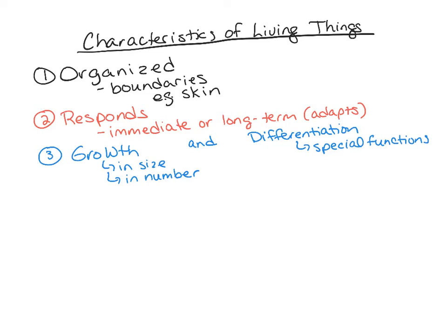The next characteristic of living things is that they have the ability to reproduce. Reproduction is the creation of subsequent generations. If living things did not have this ability, then they would die out and there wouldn't be any subsequent generations.